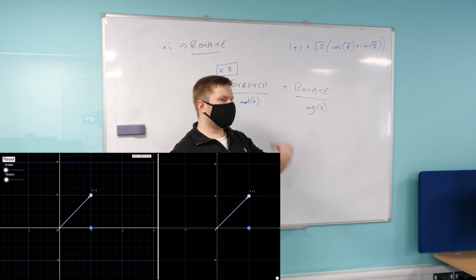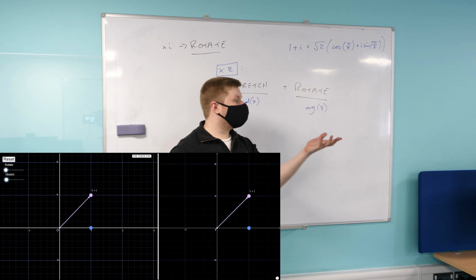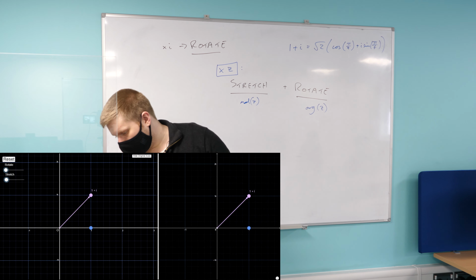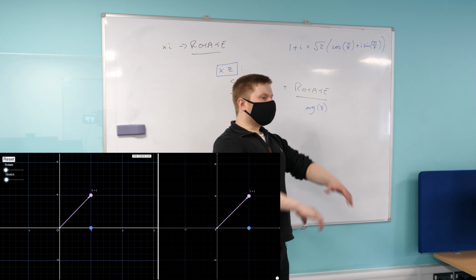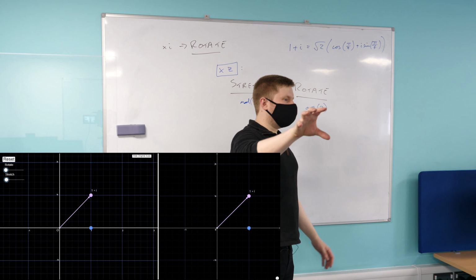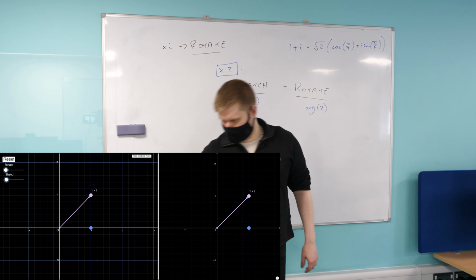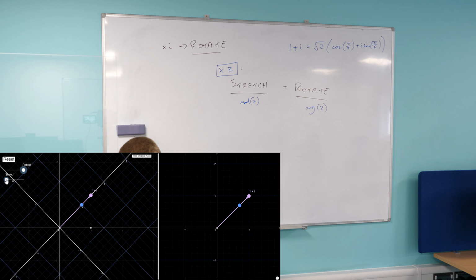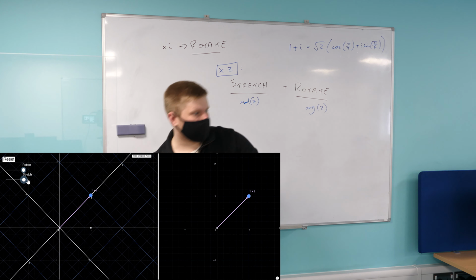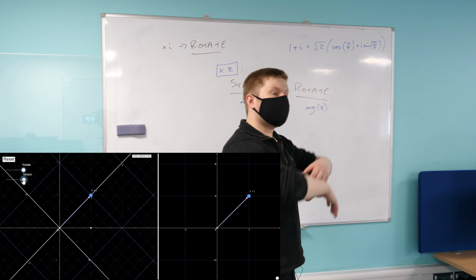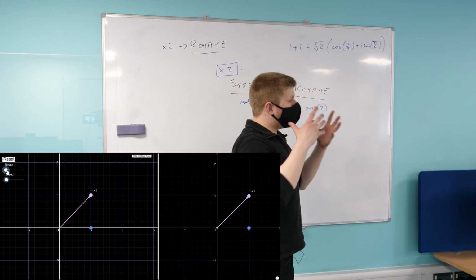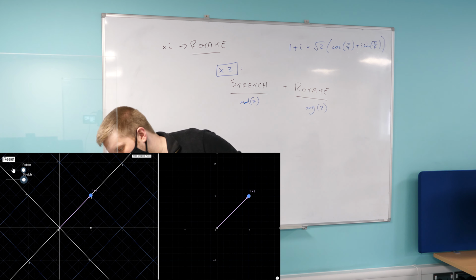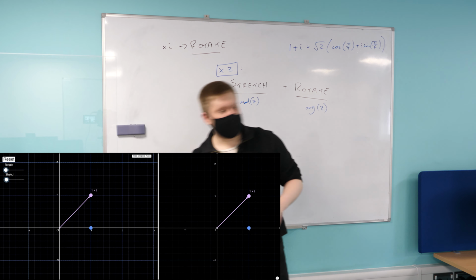Now you notice that at the moment I'm just thinking about what happens to 1. So this thing on the screen, I'm just thinking about what happens to 1. But if you look at the bigger picture, if you look at the entire complex plane, you notice that the entire complex plane gets rotated and also gets stretched. So it's not just 1 that gets stretched and rotated, it's the entire complex plane. Which means that I should be able to multiply by any complex number I like.